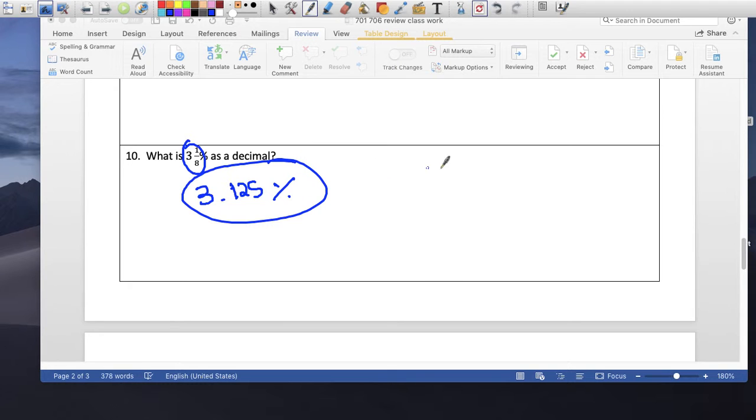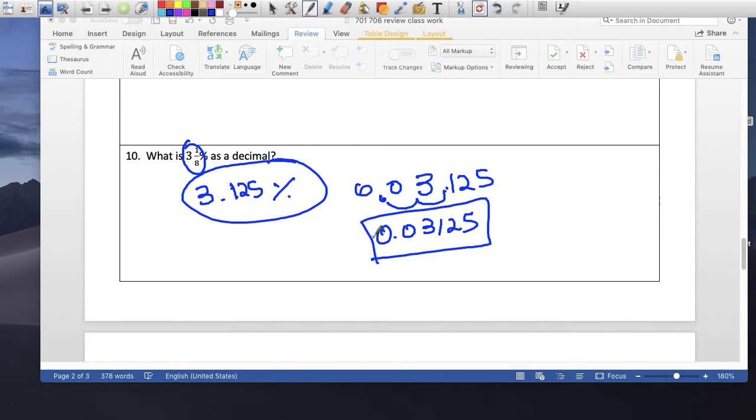So we're going to change this to a decimal. The first thing we do is remove the percent sign, so it becomes this. And to change it to a decimal, we're going to move it 1, 2 this way. And the final answer is this, as a decimal.